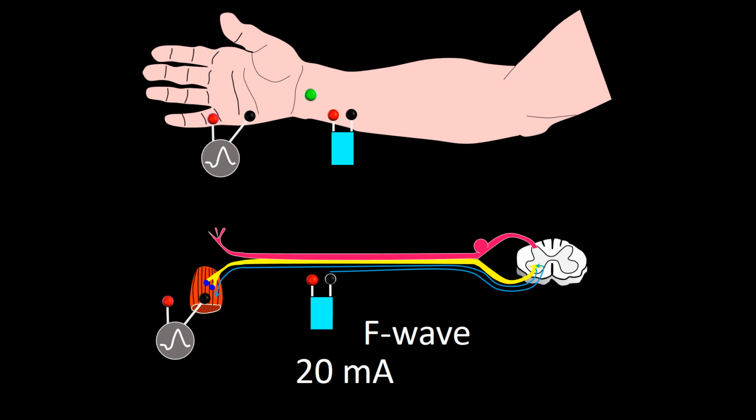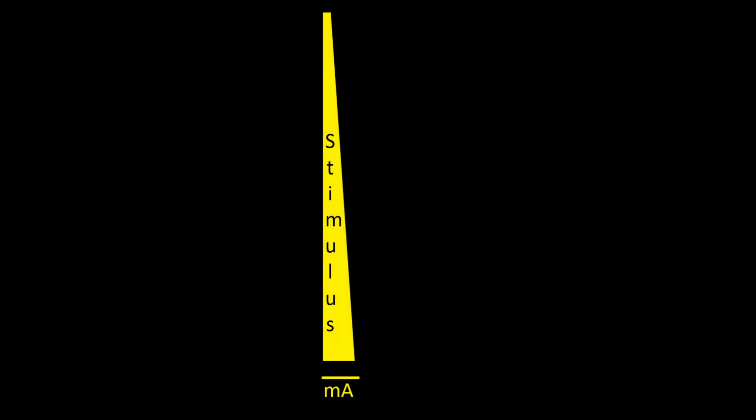In the next frames, I will show how it looks. In this frame, you can see a column. The width of the column indicates the intensity of the stimulus. High up, the stimulus is little, and low down, it is strong.